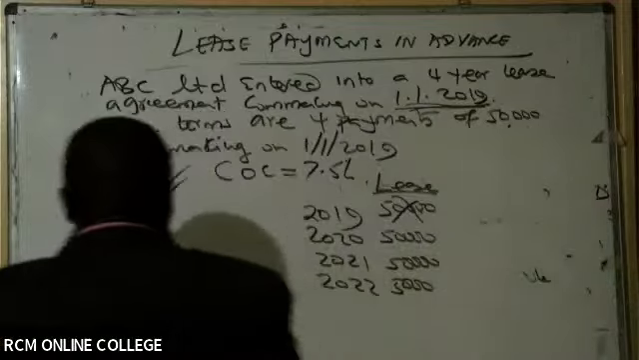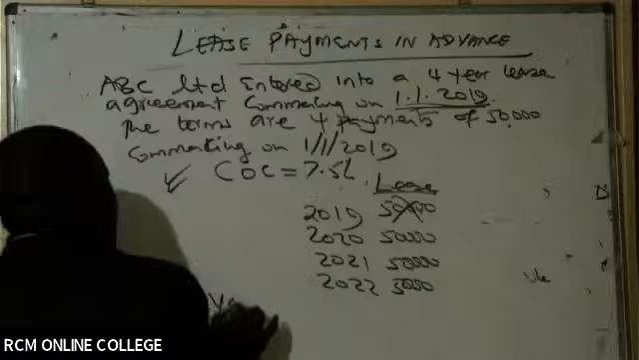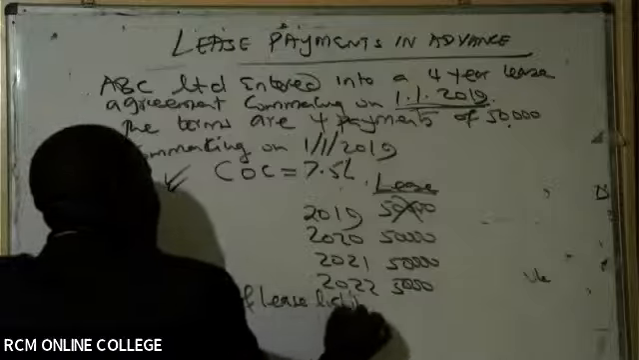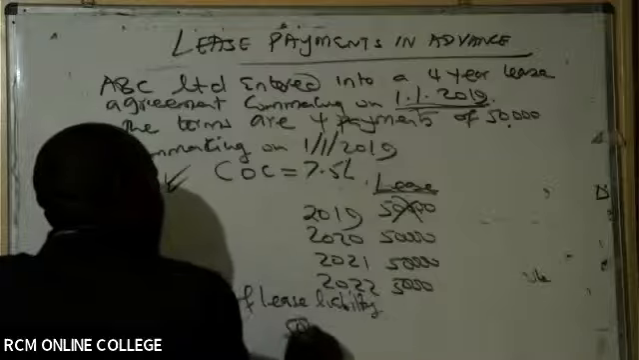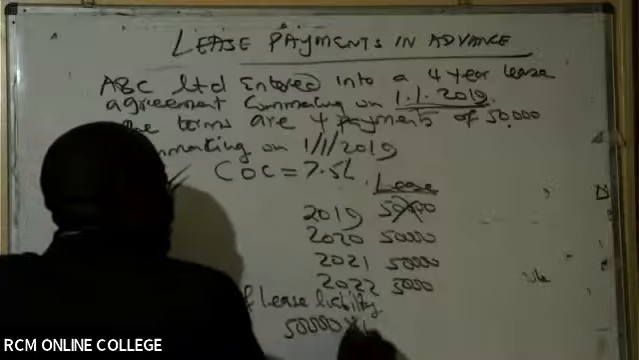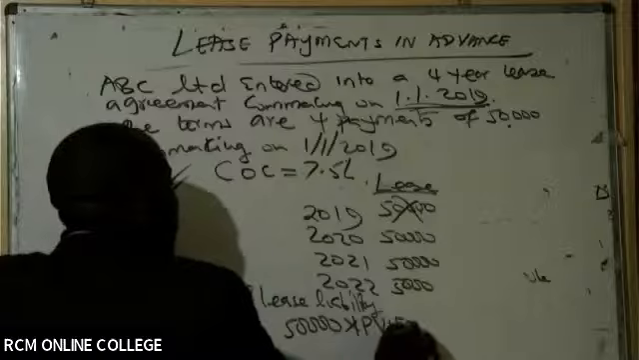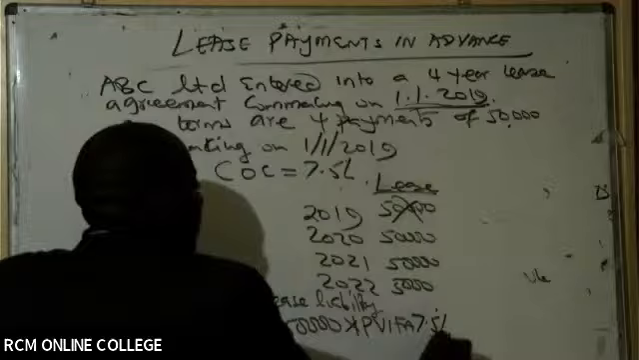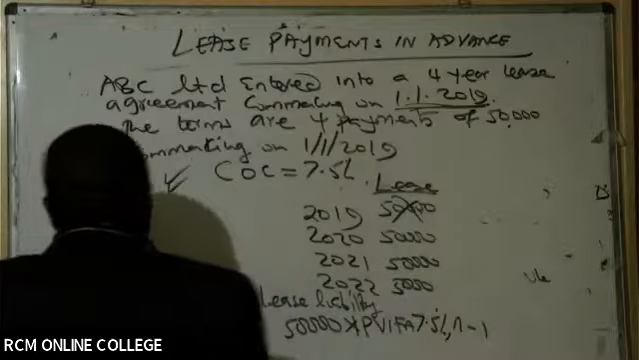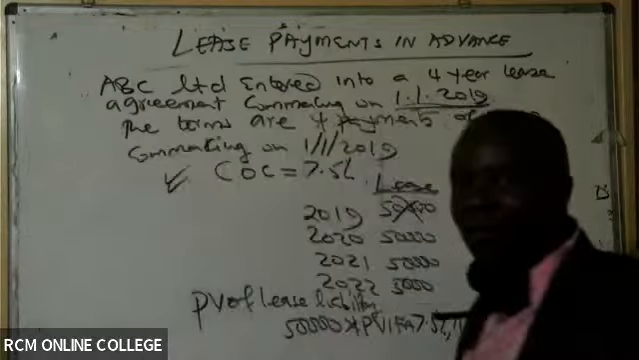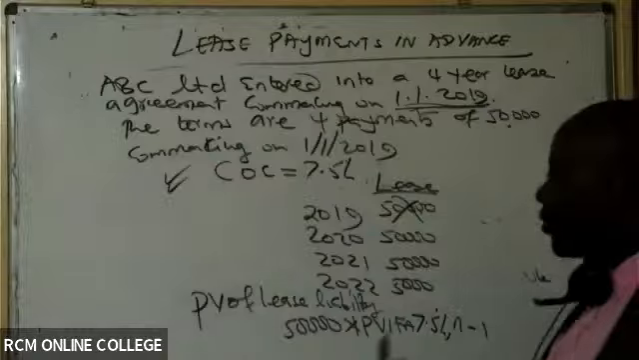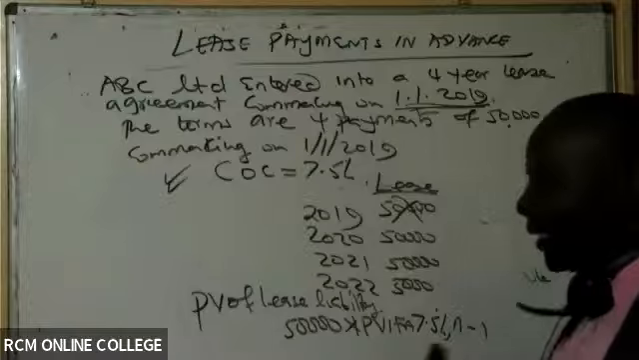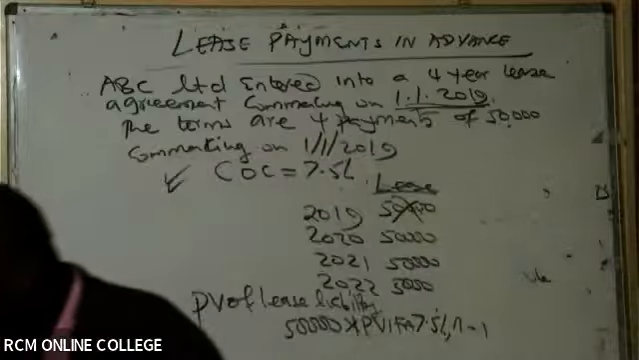There are many ways of doing this. The present value of lease liability in this case will be the annuity, 50,000, multiplied by PV. We have the cost of capital, which is 7.5%. But now we say N-1 because there is one installment that has been paid.